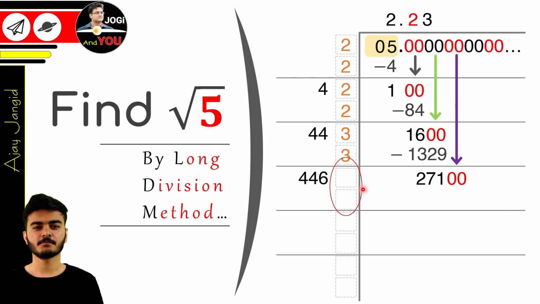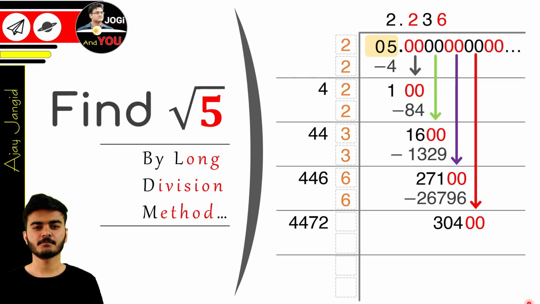So if I multiply with 6, I mean 4466 multiply 6, we will get 26,796, which is nearest but less than 27,100. So the multiplication result is on the right side and the sum of both these will be on the left side. And the number we choose will go to the quotient. So this minus this is equal to 304. Same for the next step. Carry the pair down and it will become 30,400. And the sum is 4472.